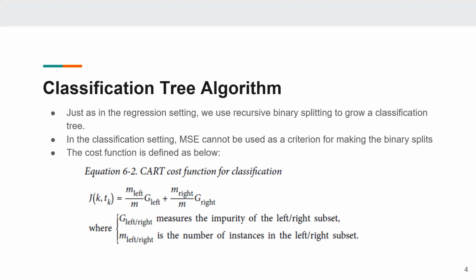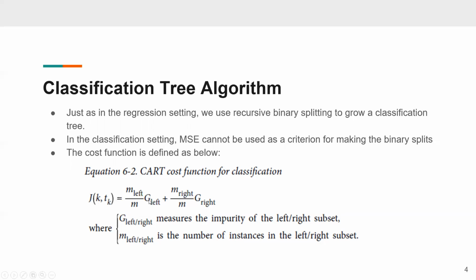Just as in the regression setting, we use recursive binary splitting to grow a classification tree. In a classification setting, MSE cannot be used as a criterion for making binary splits because the response is categorical. You are not able to calculate that MSE. The cost function instead is defined as below. It's the same form: k is the variable that you decided to split on, t_k is the threshold, and this objective function, or cost function, is a weighted average of the G.